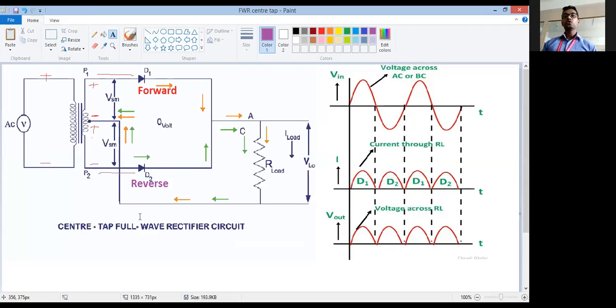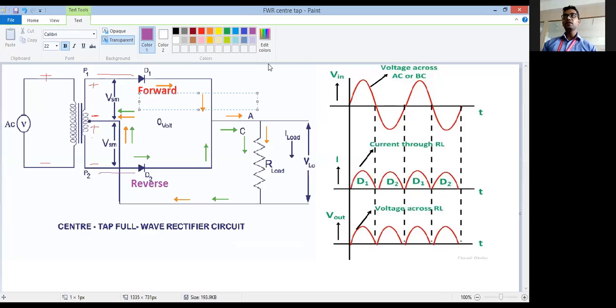Getting? So in positive half cycle of input, your diode D1 is forward bias and your D2 is reverse bias. So obviously D1 is on, correct? So your D1 is on and your D2 is off.